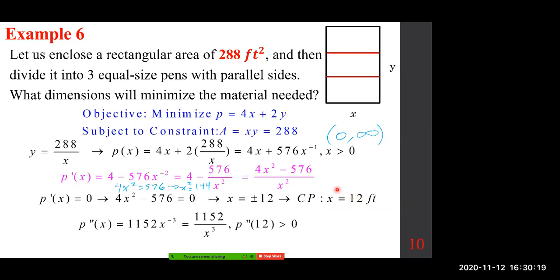So we go back up here, x times y is 288, or y is 288 divided by x. So you divide 288 by x and you get y equals 24. So the dimensions are 12 by 24. What dimensions will minimize the material? These are the dimensions. What is the minimum material? P is 4x plus 2y. If you plug in x equals 12, y equals 24, it results in a total of 96 feet of fencing.